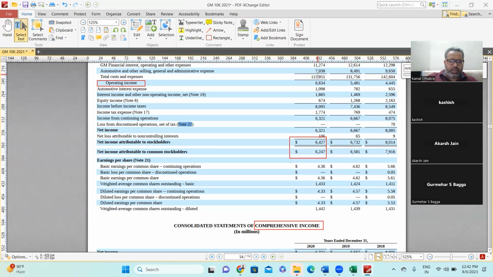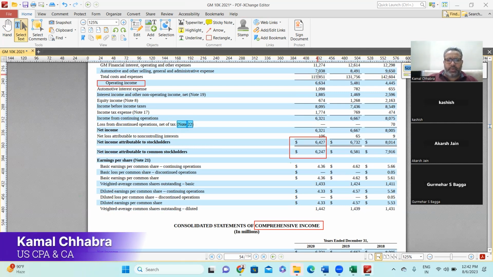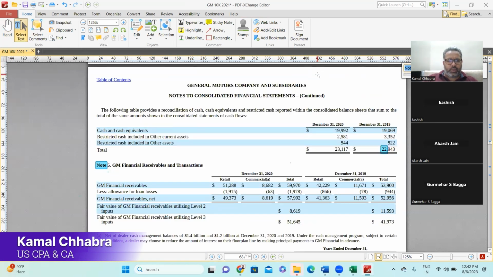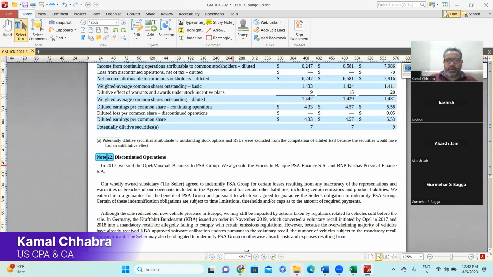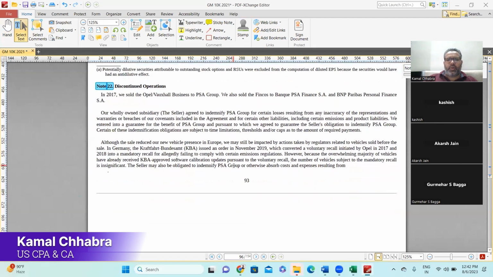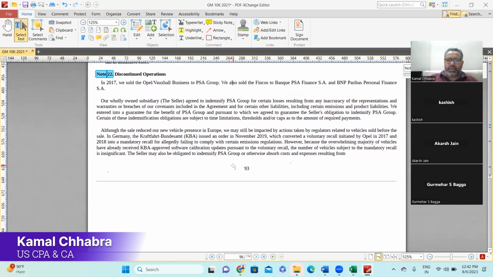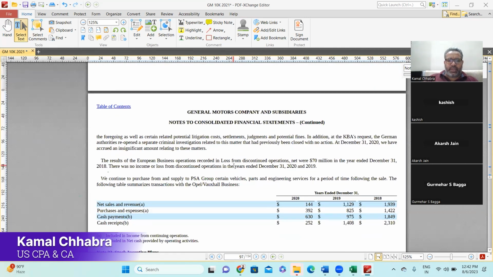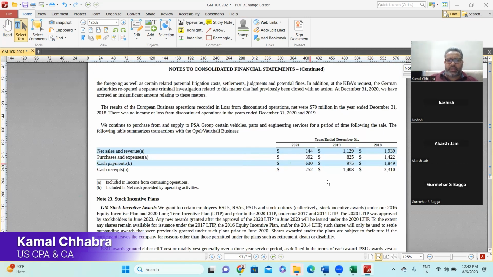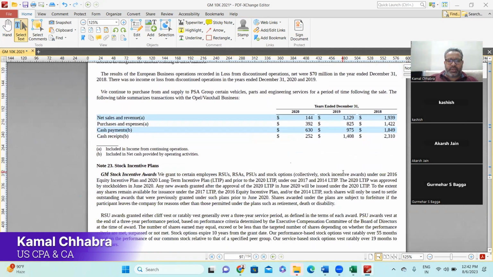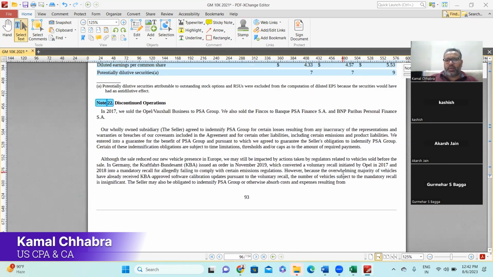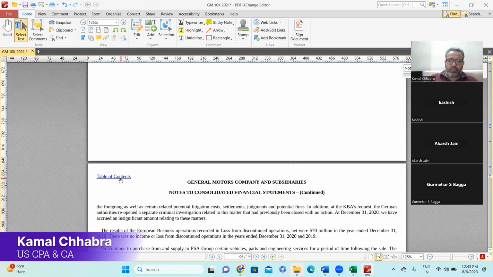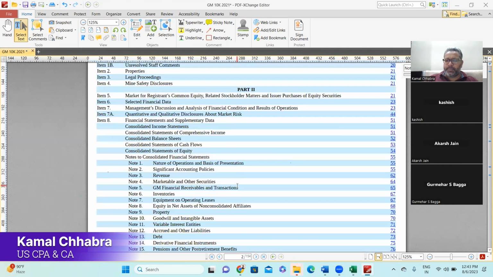Now, if you see note number 22, discontinued operation, here they have given what all activities they are discontinuing and why they are discontinuing. The business rationale has also been given, and what their sales, purchases, payments, and receipts are, and what the overall impact is. So all the explanation and calculation has to be disclosed in the respective notes.